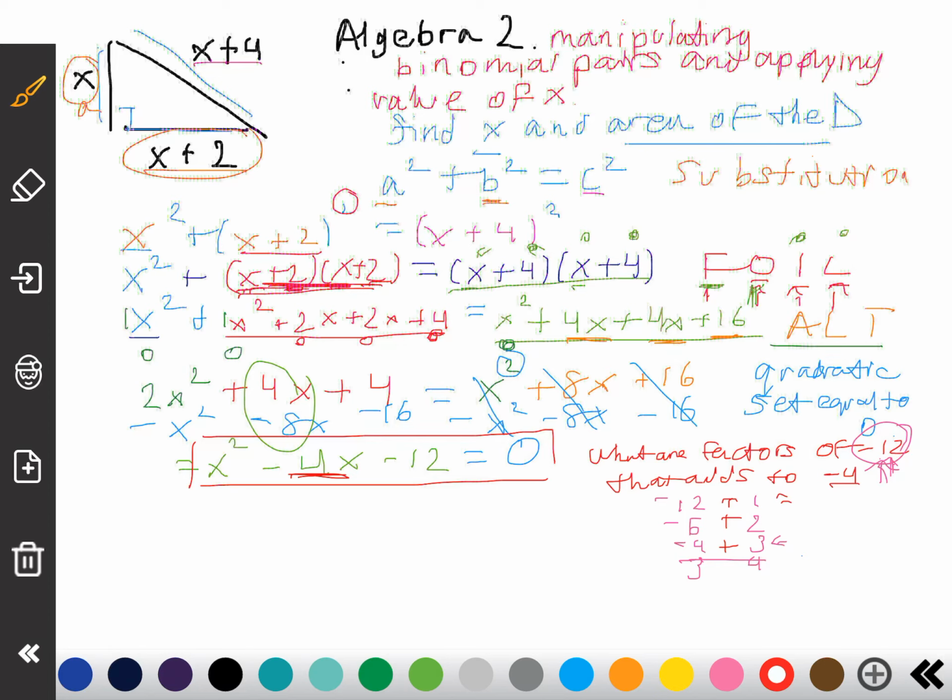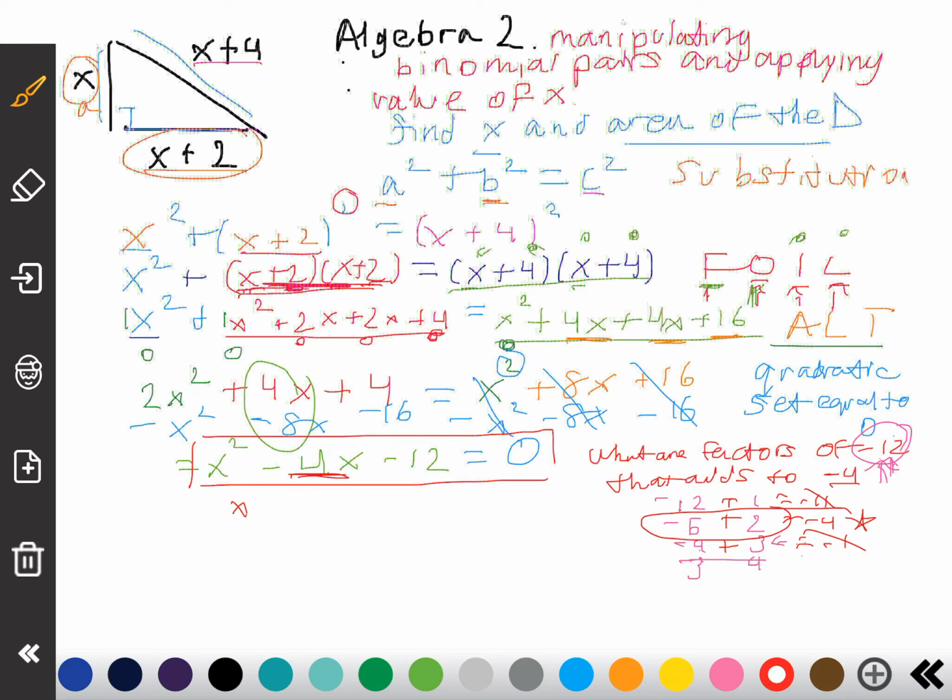Negative 12 and 1 gives us negative 11. That can't be it. Negative 6 plus 2 is negative 4. Hey, that's what we need. And let's just validate that the last one doesn't make sense. Negative 4 plus 3 is negative 1. So yes, that doesn't work. So our match is negative 6 and 2.